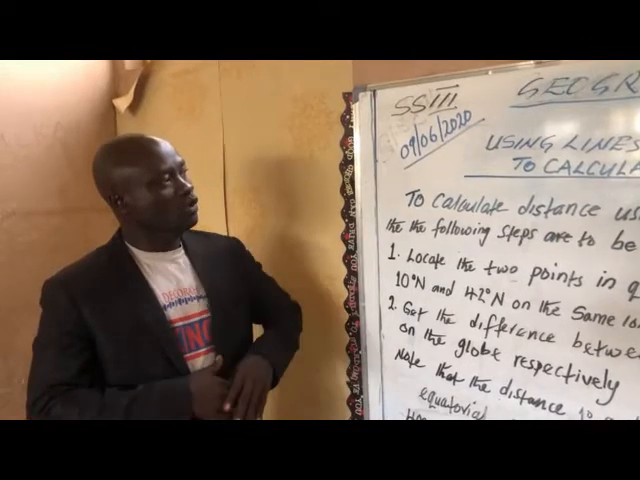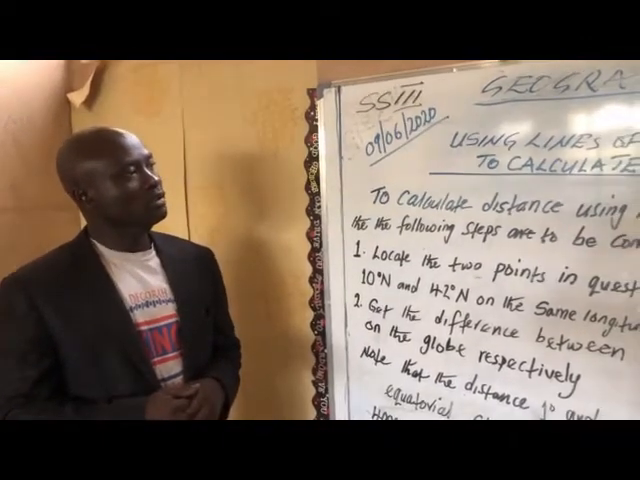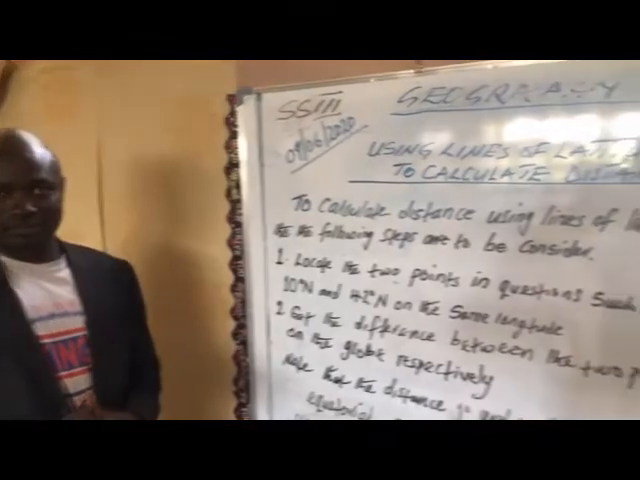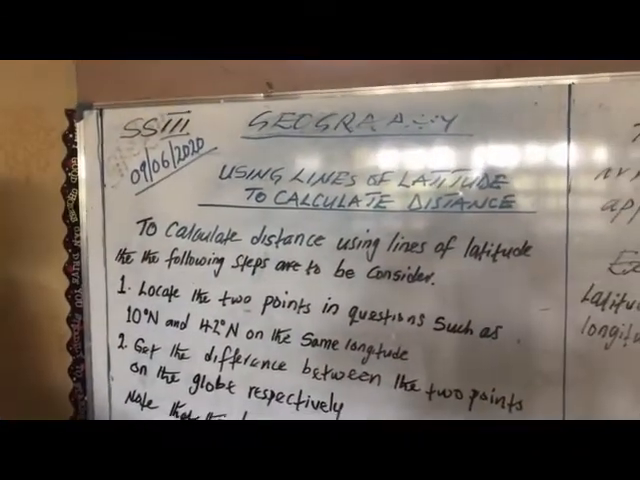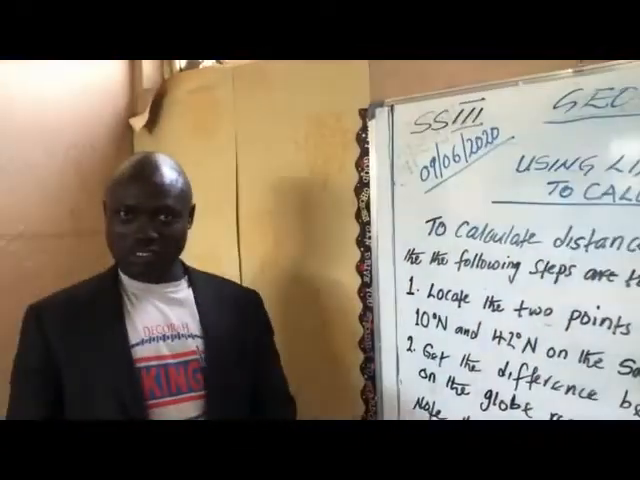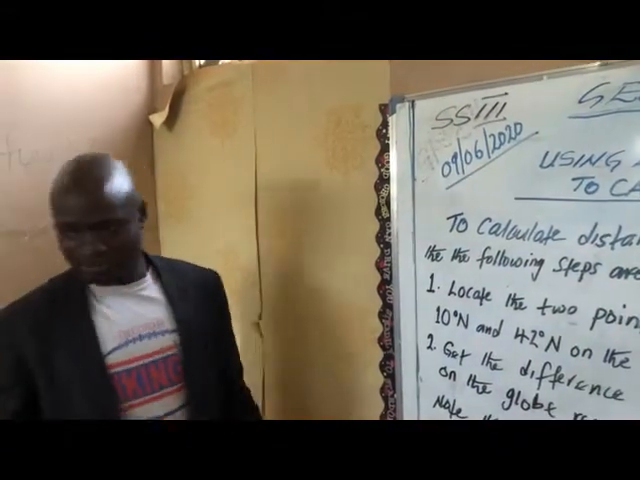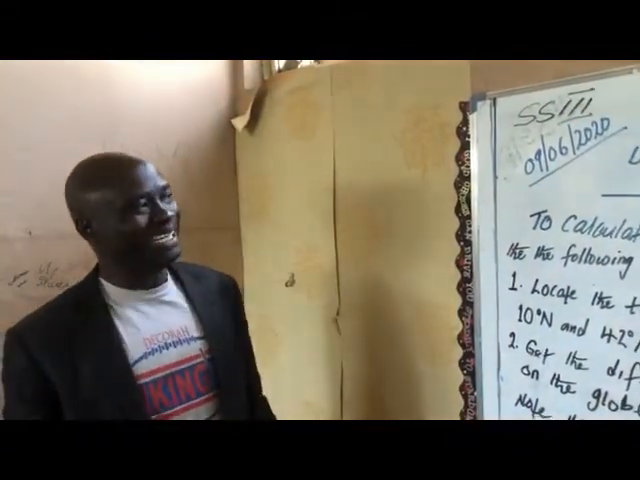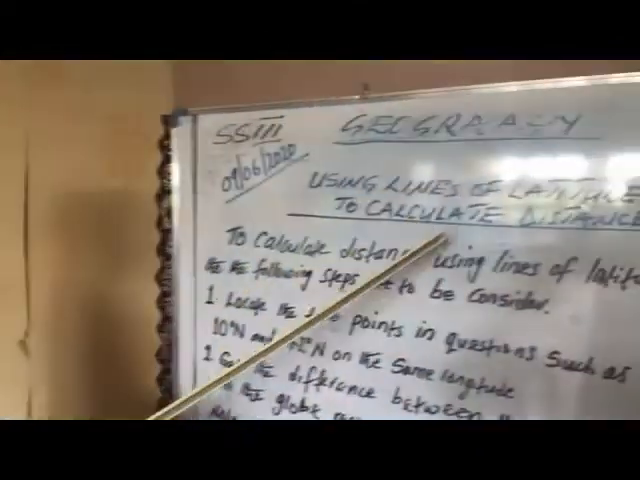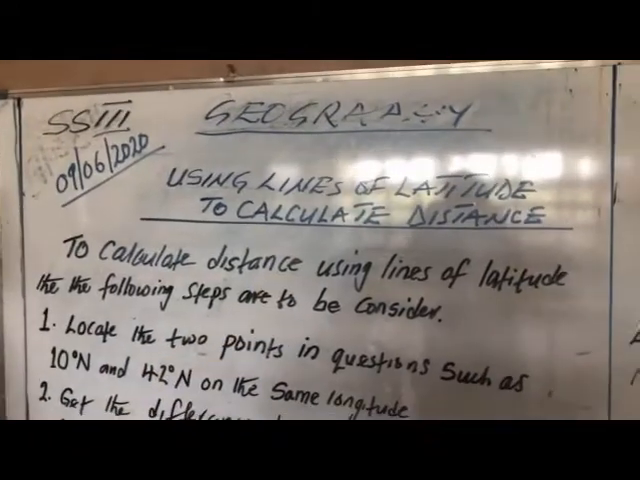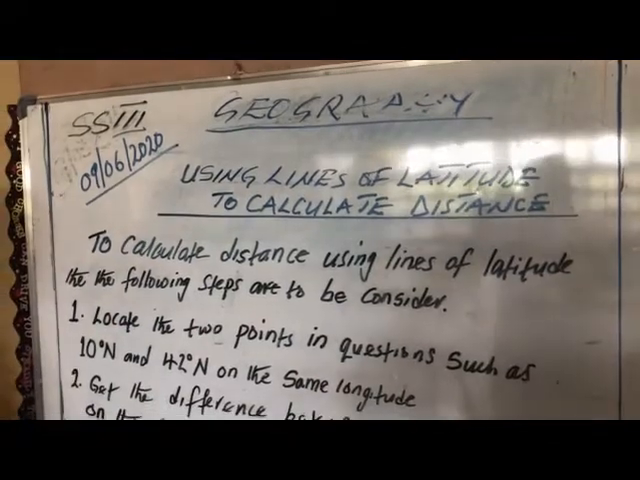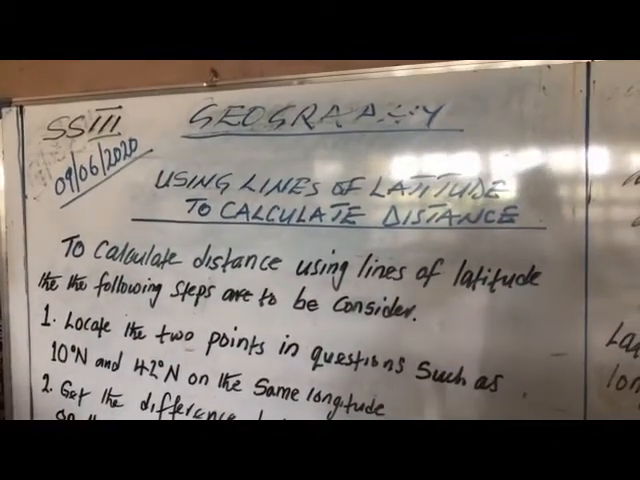So we're still going to continue from our last topic, which was calculation of local time. That is to say, the revision that has to do with calculation of local time. So this time around, we're going to build on our last topic, which is still using lines of latitude to calculate distance.